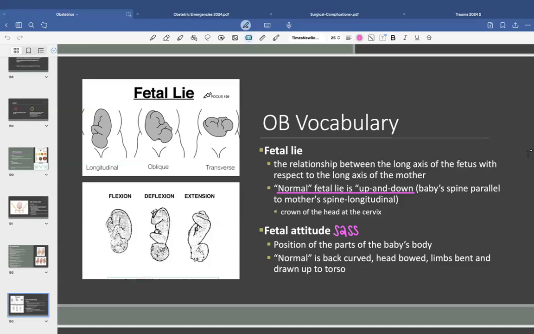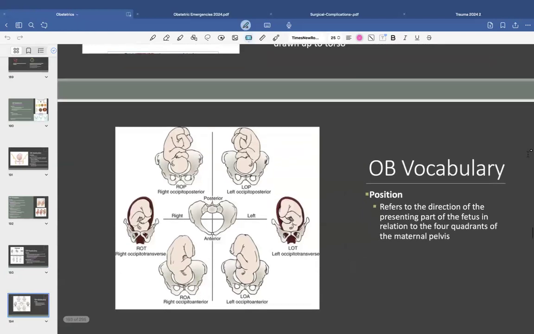Position refers to the direction of the presenting part of the fetus in relation to the four quadrants of the maternal pelvis. You may hear ROP, LOP, LOT, ROA. Basically, it tells us that the fetus is facing backwards to the right or the left, or facing forward to the right or the left. So where is the occiput, the back of the head? Is it lying towards the right?